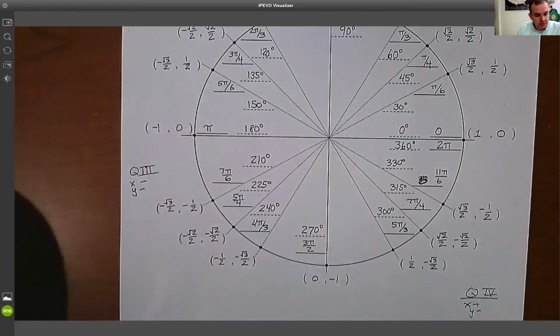What I really want you to do is have this. I gave you a cardstock copy that I wanted you to fill out. I want you to have that and use that from here forward, because that's going to be a really important thing to be able to refer to. So hopefully that helped. That's the end of our discussion of our unit circle.